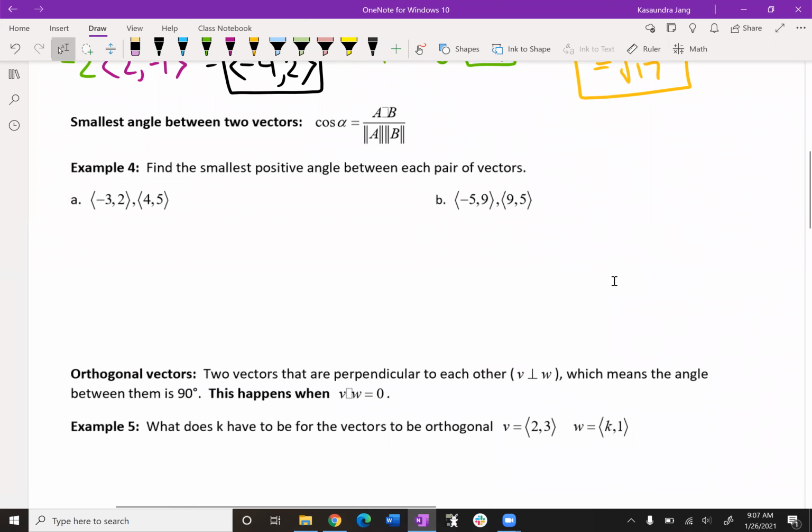The reason I say the smallest angle is because if I have, here's one vector, here's another vector, there's kind of two angles you can consider. There's this, here's my smallest angle, and then there's this other really large angle as well. So we're just considering the smallest angle. Okay, so find the smallest positive angle between each pair of vectors.